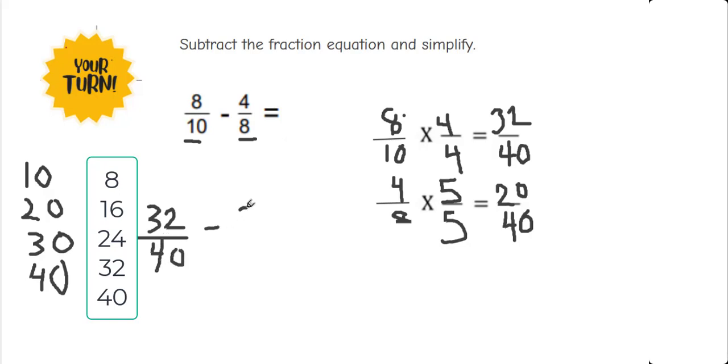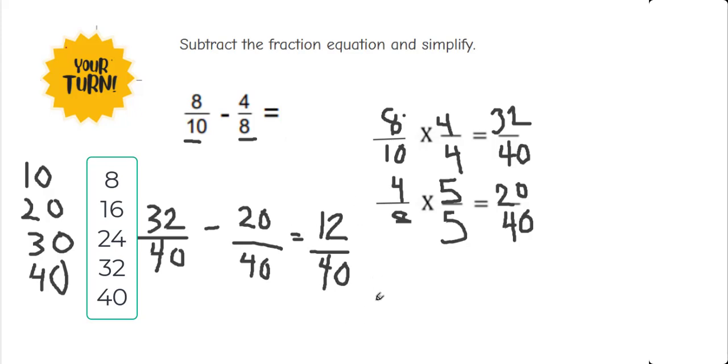Now we're subtracting, so that's a good thing, right? Our numbers will get smaller. 32 minus 20 equals 12. And our denominator stays the same. I know that both of these are equal. They're not divisible by 5. I know that because this one ends with a 0 and this one ends with a 2. I know they're both even.